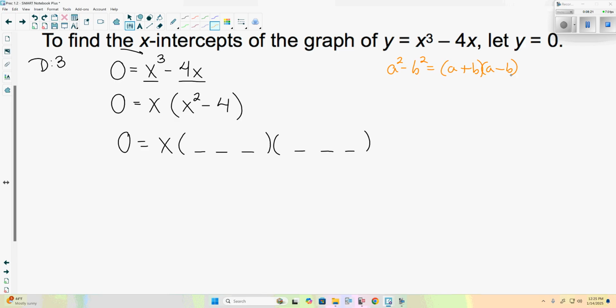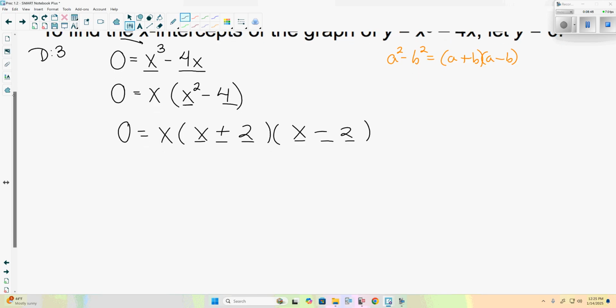And for us here, our a squared is our x squared. Well, what multiplies by itself to give us x squared? X and x. What multiplies by itself to give us 4? 2, and 2. Plus and minus. Questions on this so far?